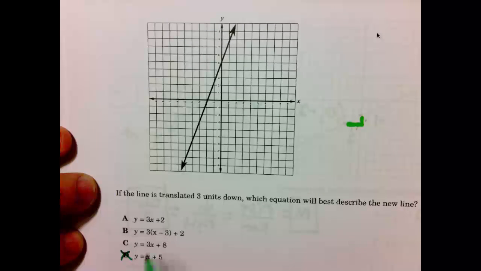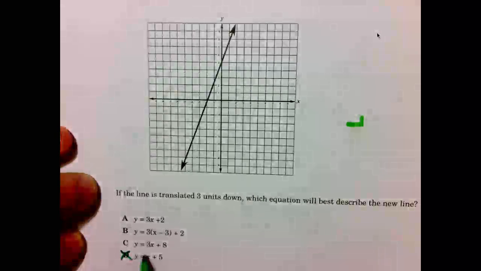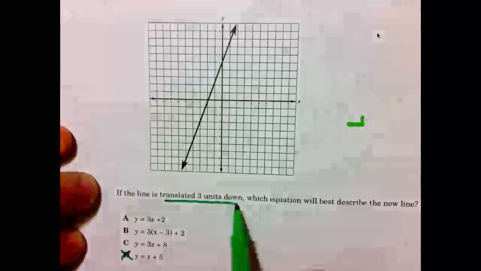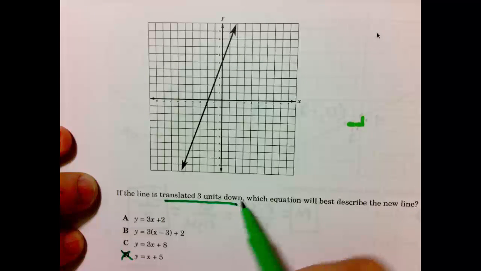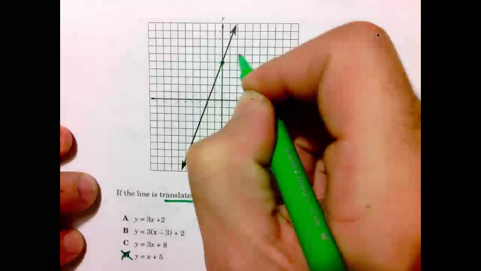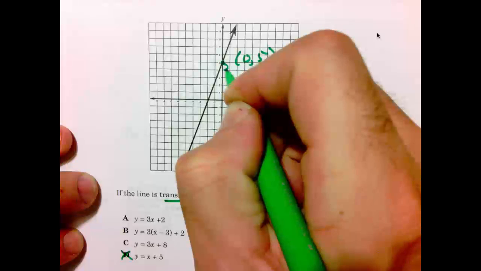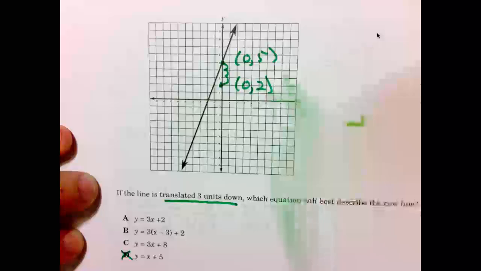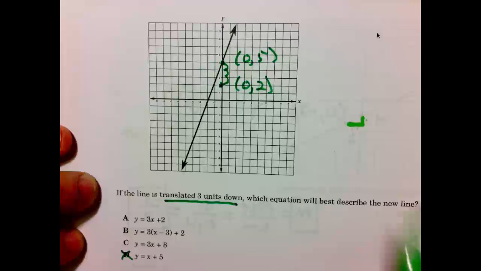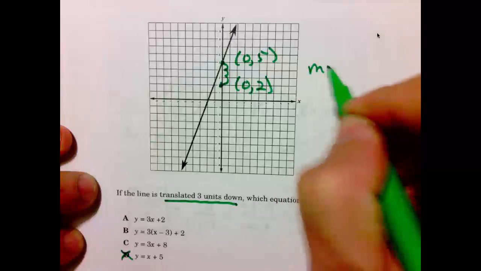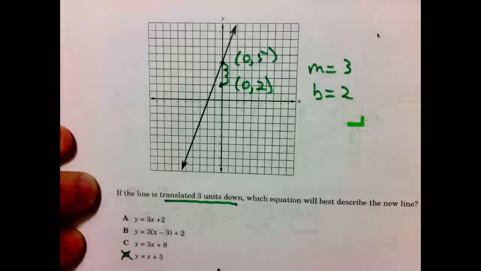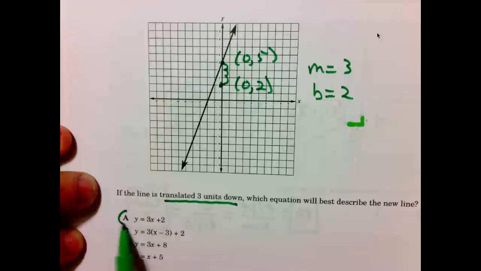D changes the slope from 3 in the original equation to 1. If we translate 3 units down, it's going to decrease our y-intercept by 3. Currently our y-intercept is at 0, 5. If we decrease that by 3, 1, 2, 3, the new y-intercept will be 0, 2. So we are seeking a line that has slope of 3 and a y-intercept of 2. And that is A.